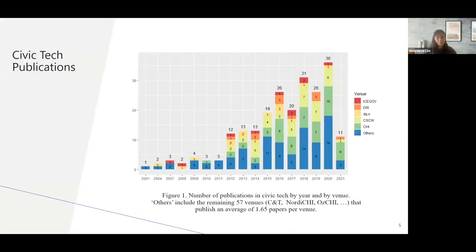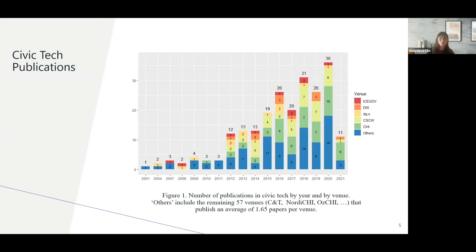And now I'll move on to the insights. The first insight here is on the trends of CivicTech publications. The first paper that we noted was a paper on community information systems that was published in 2001. And following from there, you see in this graph that there is an exponential increase over the next 20 years regarding the academic interest in CivicTech.